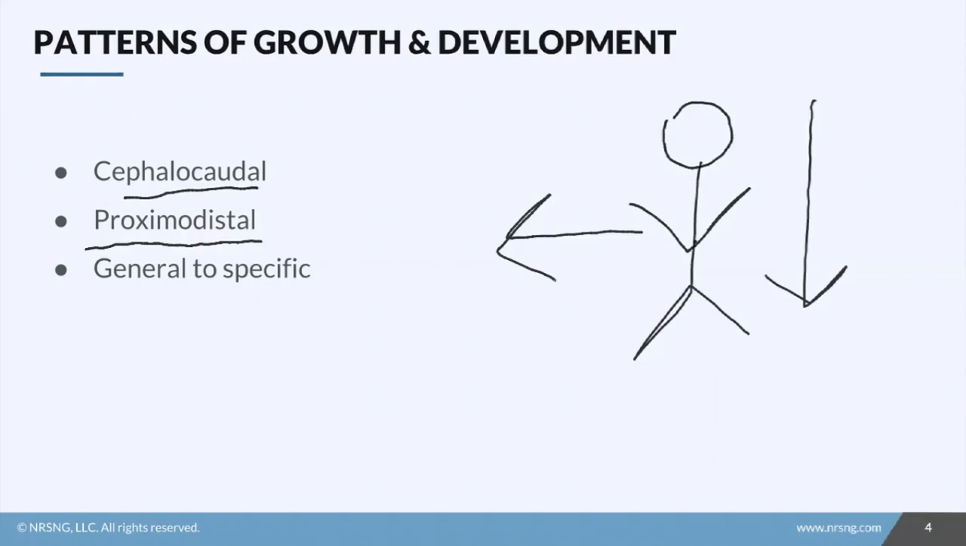The last pattern to know is that skills develop from general to specific. A really great example of this is the way that babies learn to use their hands. First, they get what we call palmar grasp, and then they move on to being able to use those individual fingers in what we call a pincer grasp. So first they can grab a rattle, and then next they move on to being able to grab a Cheerio or a pea or something like that. So general to specific.